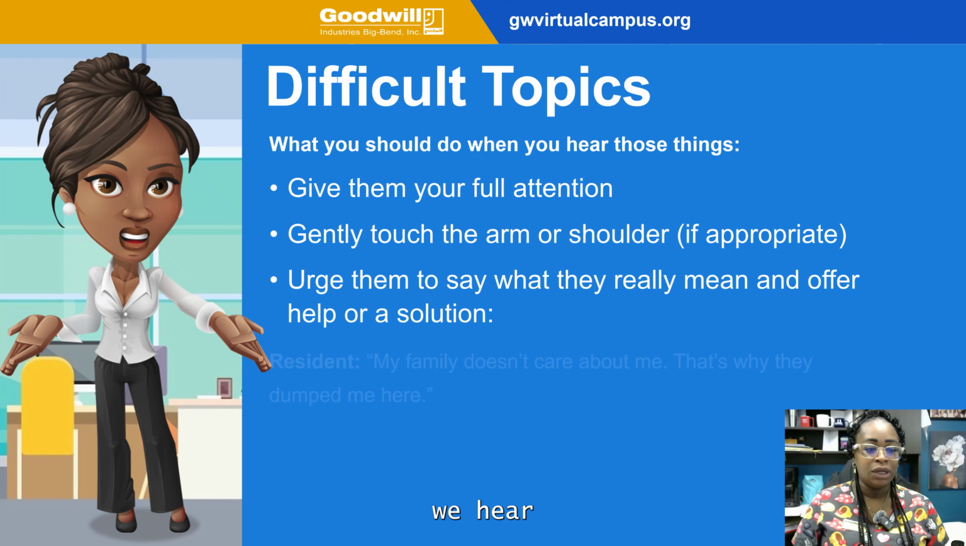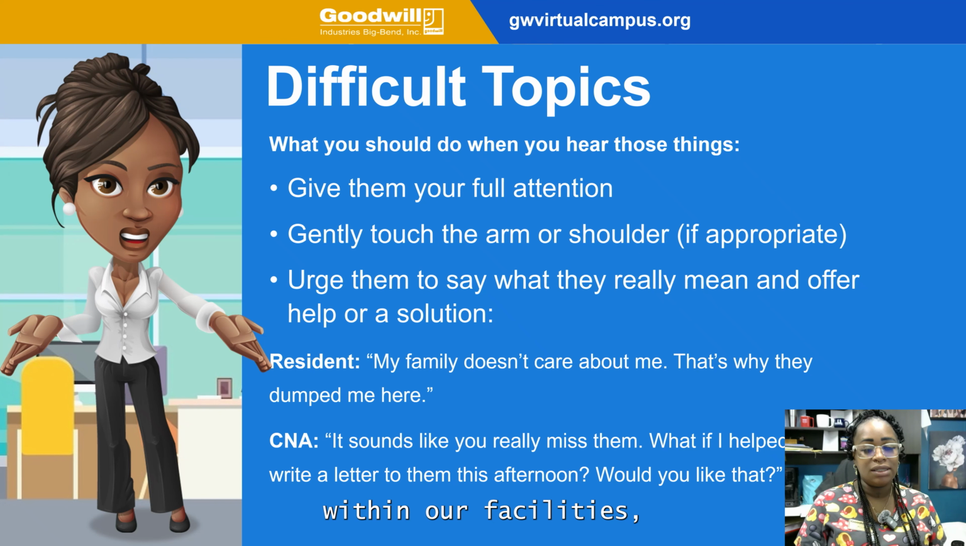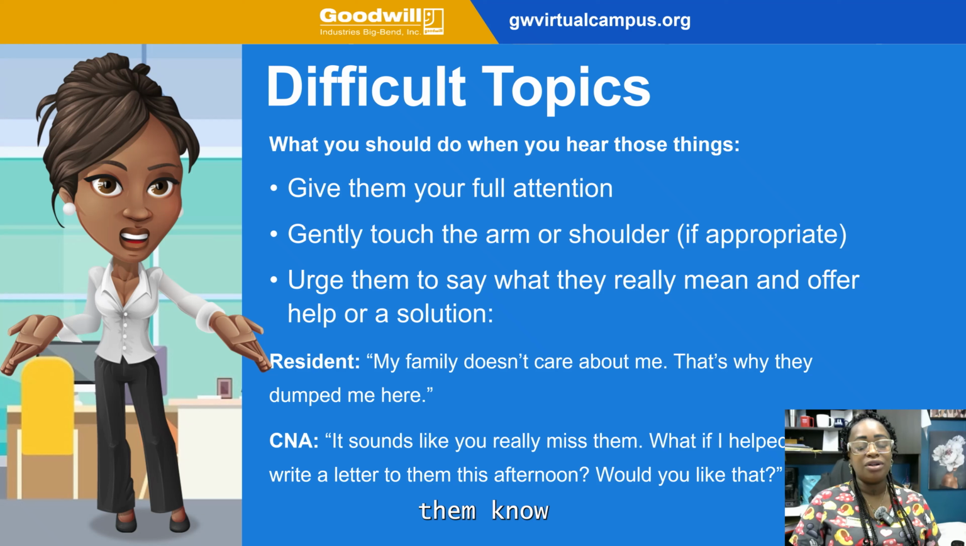All right, so when we hear these kinds of situations going on within our facilities, we're going to give them our full attention. We're going to gently touch their arm or shoulder if it's appropriate, just to let them know we understand and we care about where they're coming from. And we're going to urge them to say what they really mean and offer help or a solution, so that when they express everything and get things off their chest, we can go to our nurse or the doctor or the person that can handle these situations, and explain what they're talking about so that they can pull them aside and help them or offer them different solutions to make their situation better.